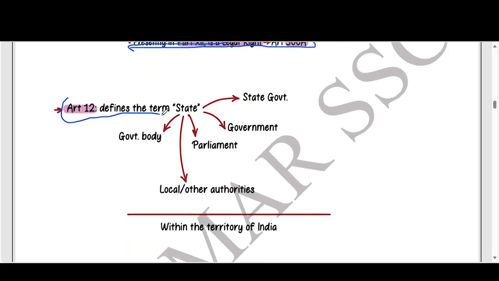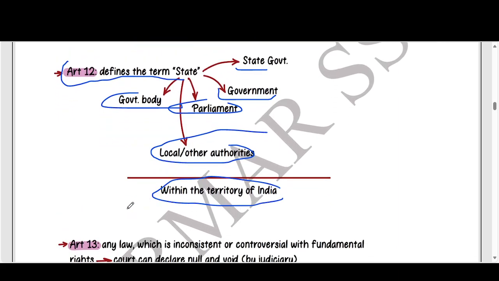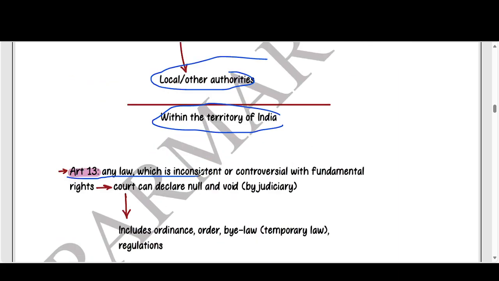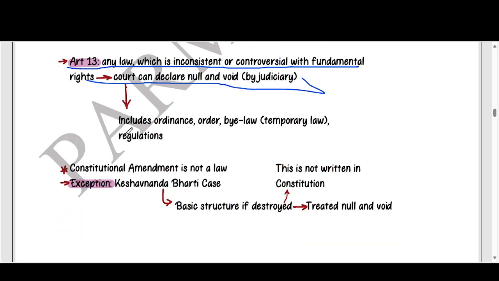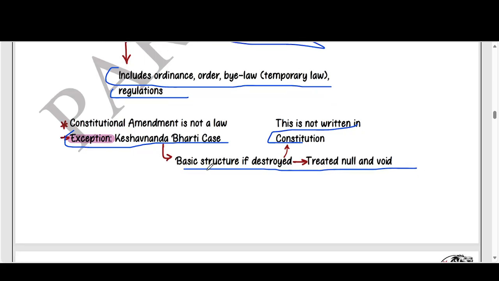Article 12 defines the term State: government, Parliament, government bodies, local authorities, and any authority within the territory of India. Any law which is inconsistent with or contravenes a fundamental right can be declared null and void by the judiciary, including ordinances, orders, bye-laws, temporary laws, and regulations. A constitutional amendment is not a law, with an exception: in the Kesavananda Bharati case, amendments destroying the basic structure were treated as null and void.